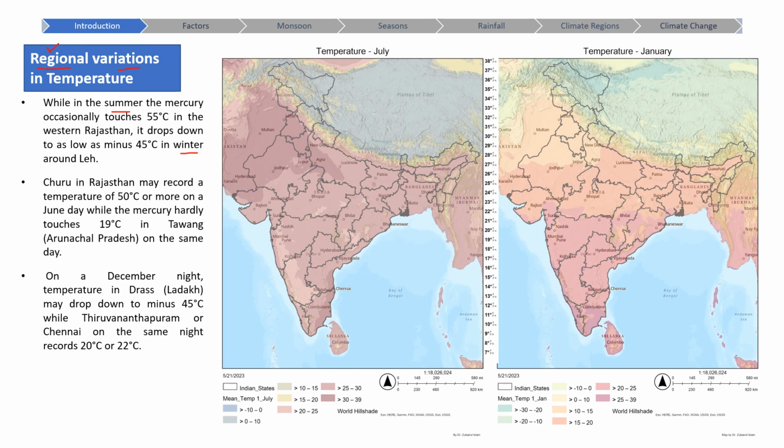In summer, occasionally the temperature may be 55 degrees Celsius in western Rajasthan, and during winter time the temperature may be minus 45 degrees centigrade in Leh here. So this is the season to season difference. Now we'll see the same day difference. Same day difference.